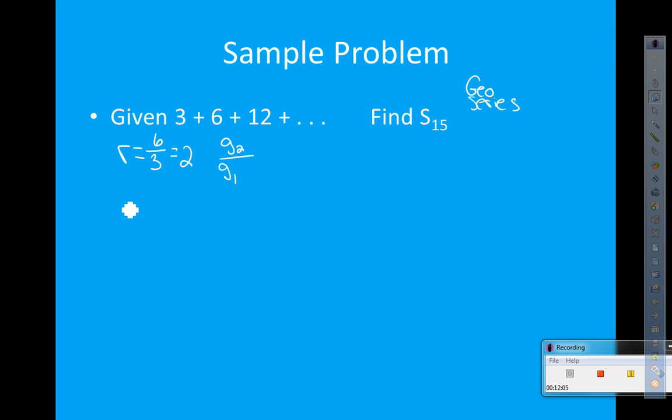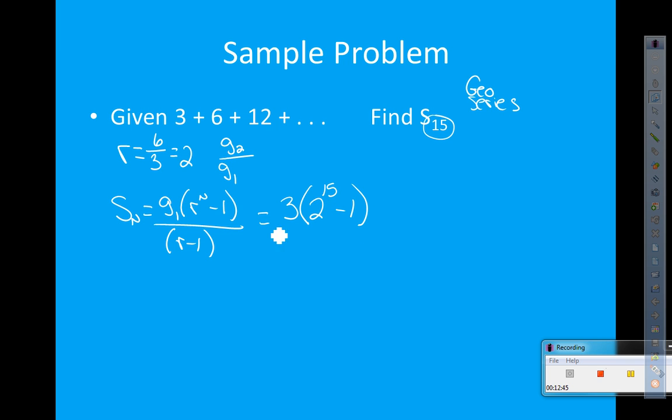But here's what it looks like. Here's our formula. S of n equals G sub 1, R to the n minus 1, over R minus 1. I'm going to plug in the numbers that I know. So it's going to look like this. G sub 1 is 3, so I've got 3 parentheses. My R value is 2, so I've got 2 to the 15th minus 1, close my parentheses, divided by parentheses 2 minus 1.